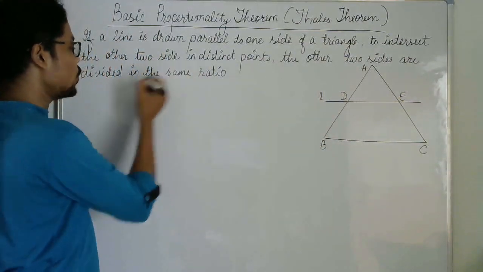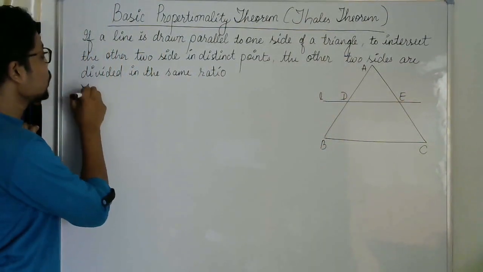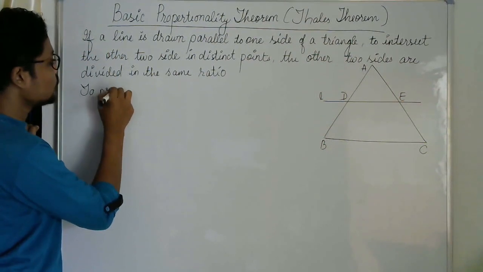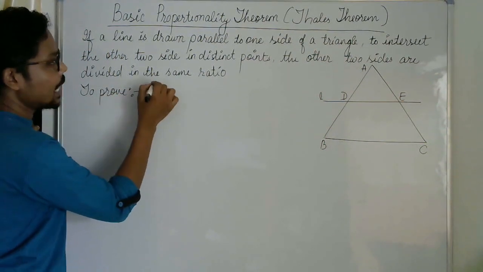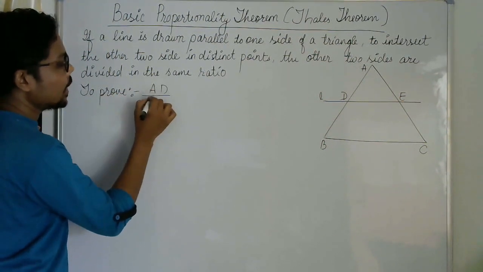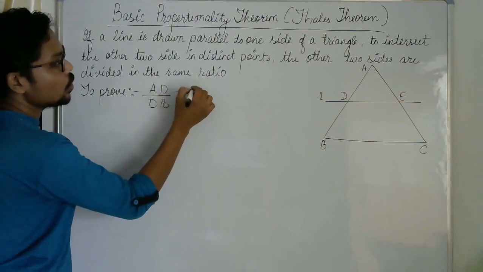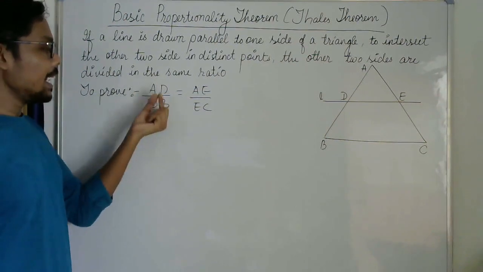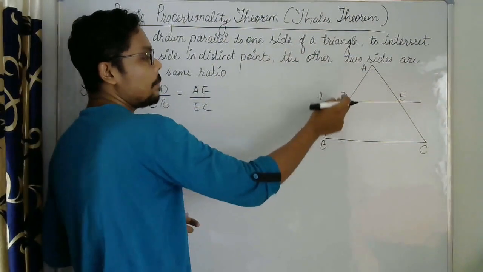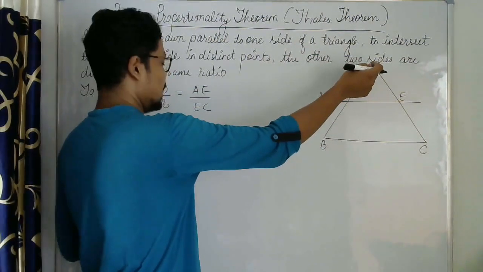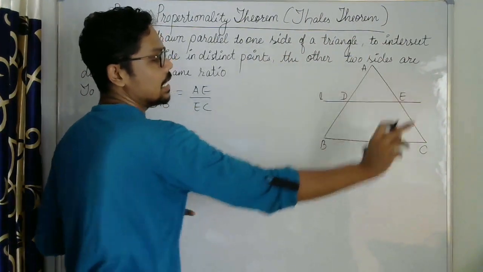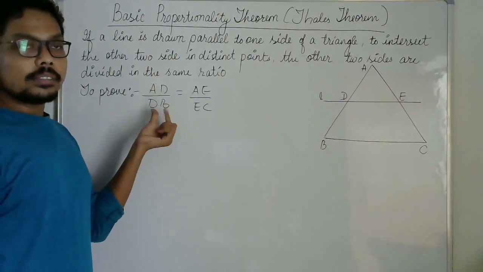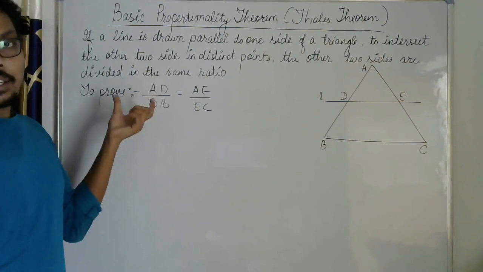What to prove here? That is AD by DB is equal to AE by EC. So what do you mean by that? AD by DB is equal to AE by EC. So everyone got this? So let us try to prove this.